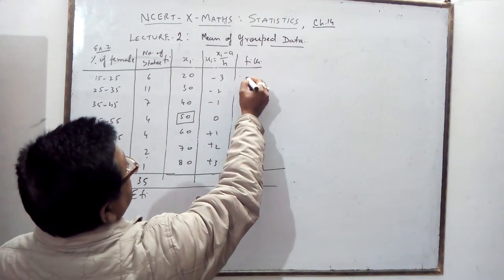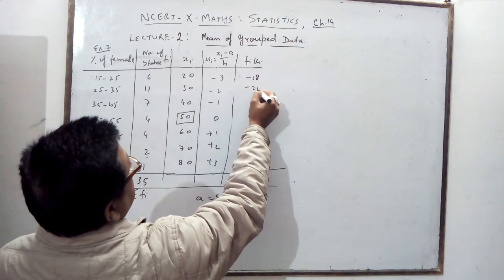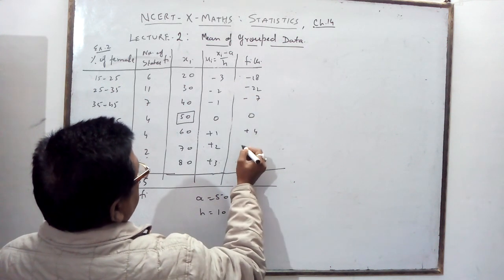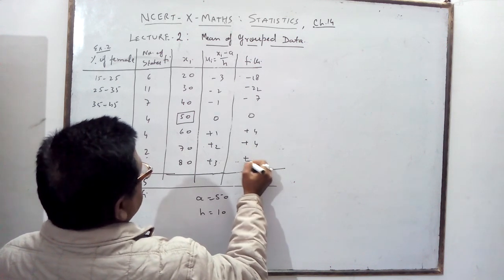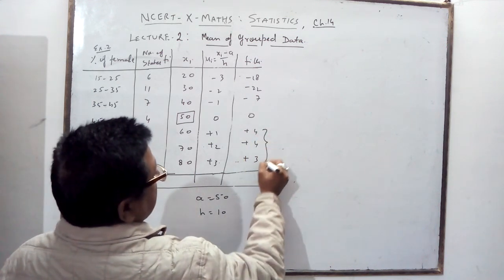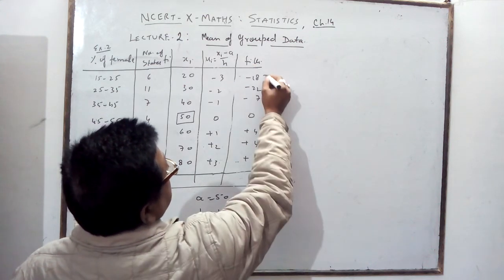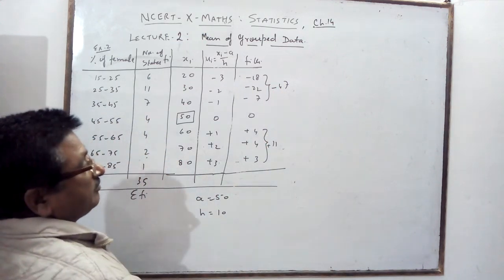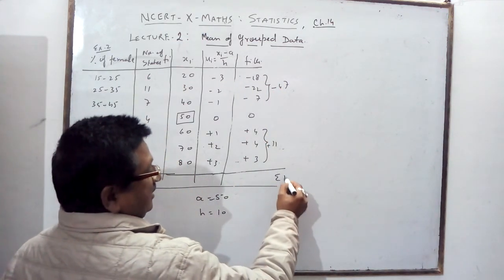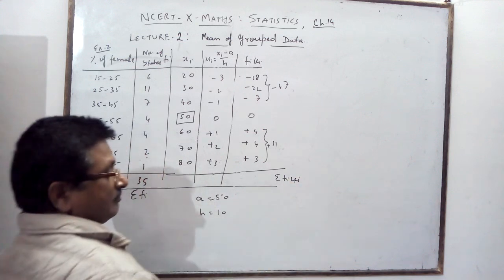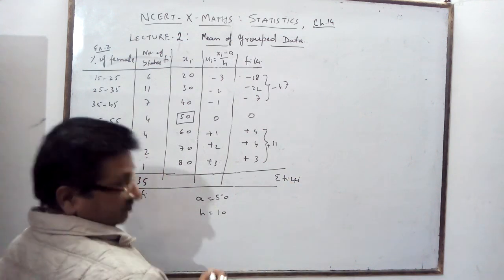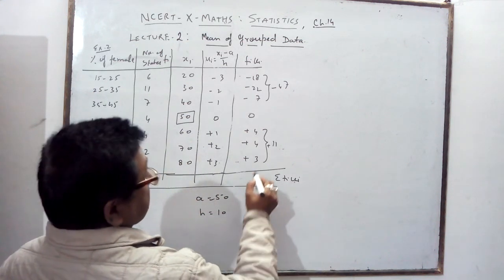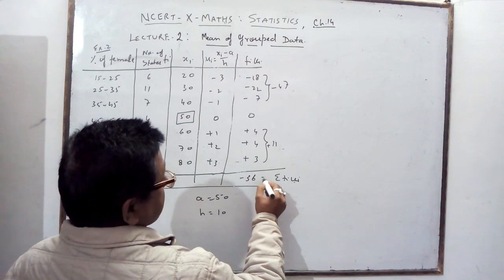So 6 3s are 18, 11 2s are 22, 7 1s are 7. Here 4 1s are 4, 2 2s are 4, 3 1s are 3. 11 plus, here 47 minus, and here sigma f_i u_i. Sigma f_i u_i, what will you get? Sigma f_i u_i will be 36 minus 36.